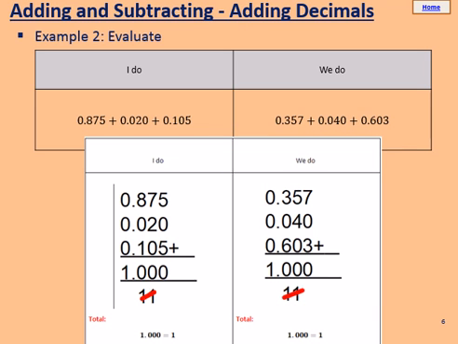Okay, so here is your answer to the we do, and again, it's exactly 1. Write your 3 decimals in a column and add them together. Now 7 add 0 add 3 makes 10, so we put the 0 here and we carry a 1, and we continue through, and you should have got 1 as an answer. Give yourself a tick in green pen if you got that right. Well done.